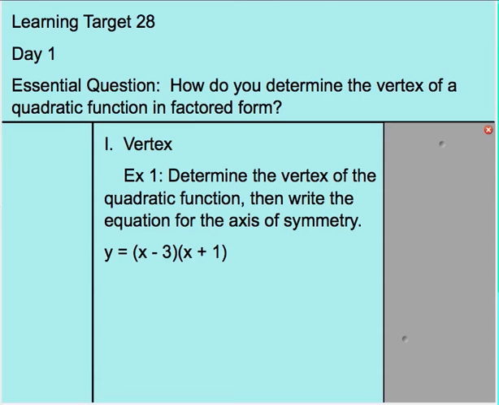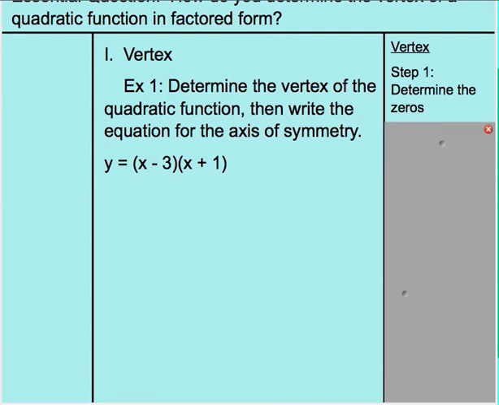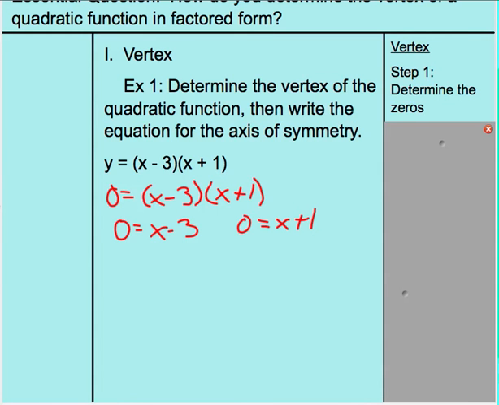Alright, so we're starting with a function in factored form. So the process for finding the vertex is we first have to find the zeros of the function. So remember, to find the zeros, we set y equal to 0. And then we use our zero product property to find the two values of x that would make our equation 0. So our first equation, adding 3 to both sides, and our second equation, subtracting 1 from both sides. So those are our two zeros.